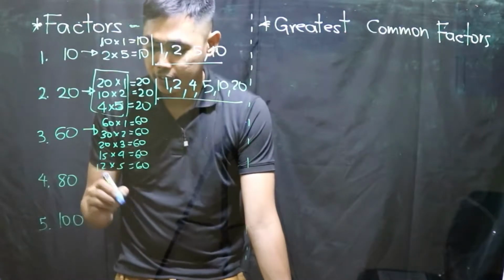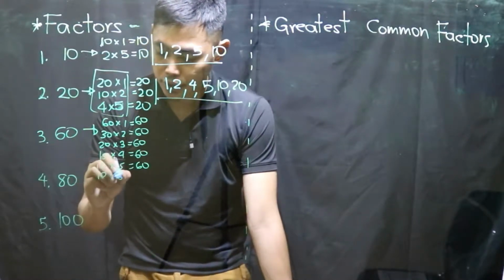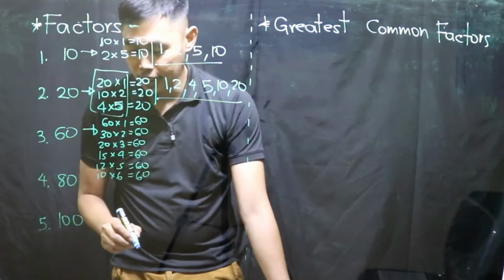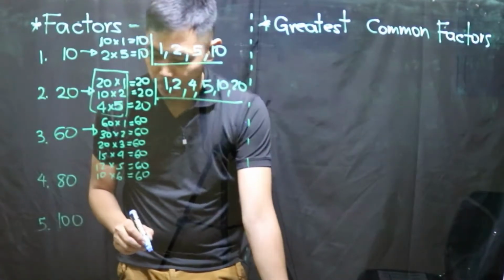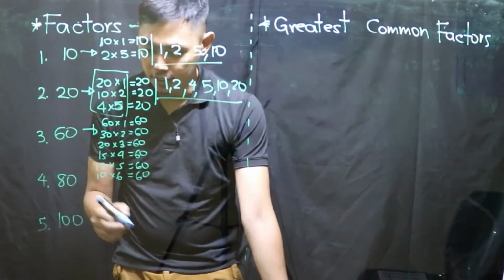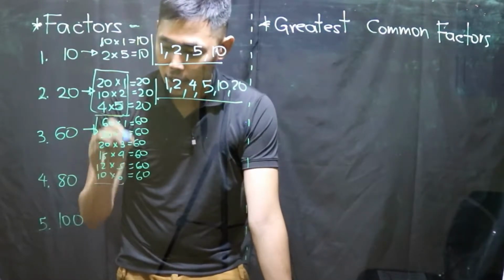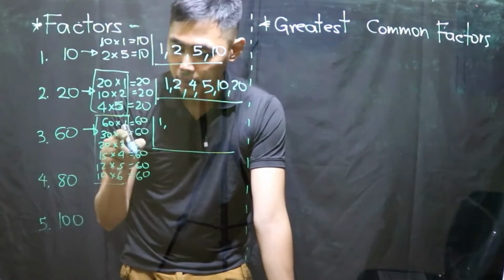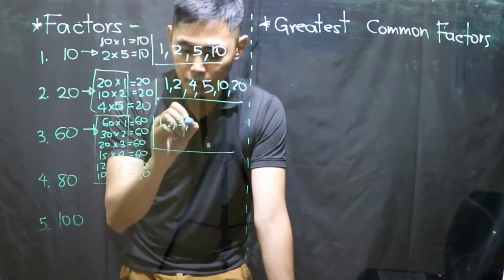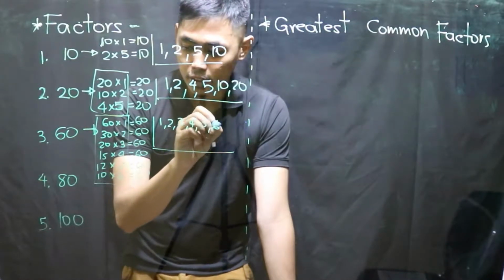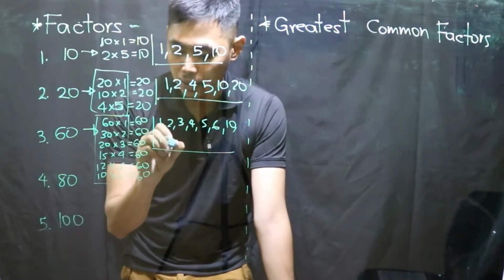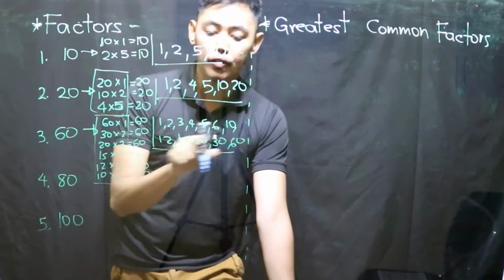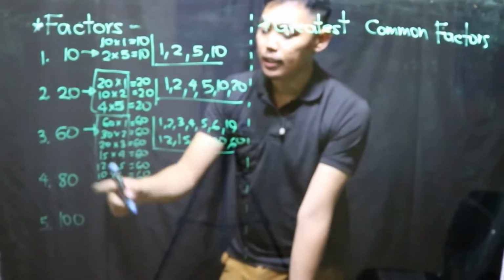How about 6? Yes. So 10 times 6 is equal to 60. 7, 8, 9, 10, there's none. So all of these are factors of 60. We have 1, 2, 3, 4, 5, 6, 10, 12, 15, 20, 30, and 60. So all of these numbers are factors of 60.